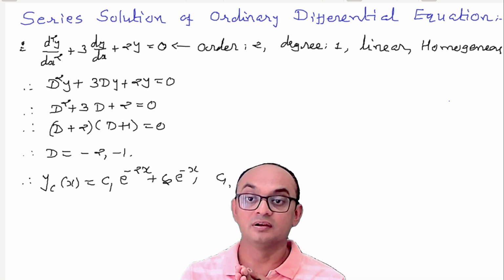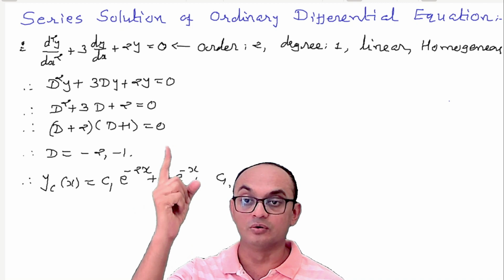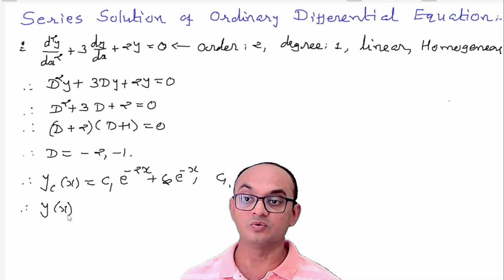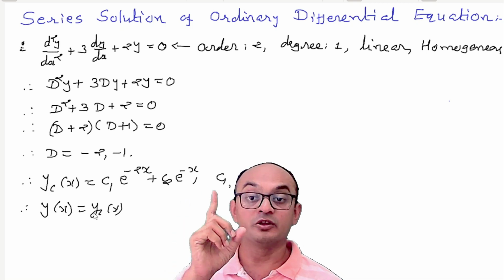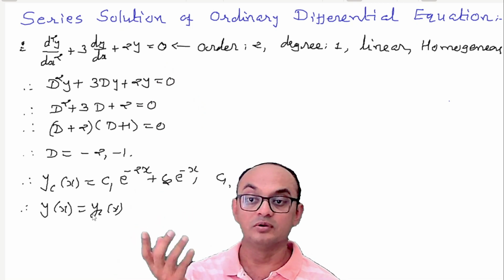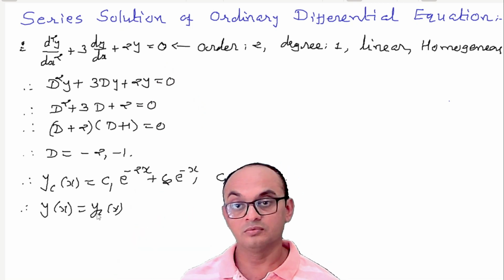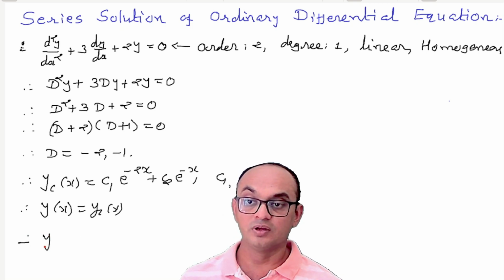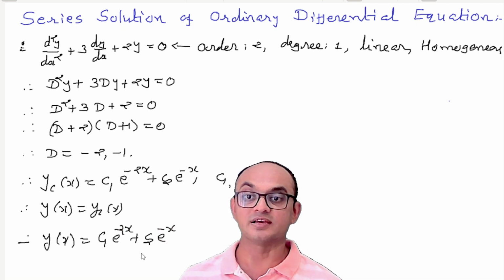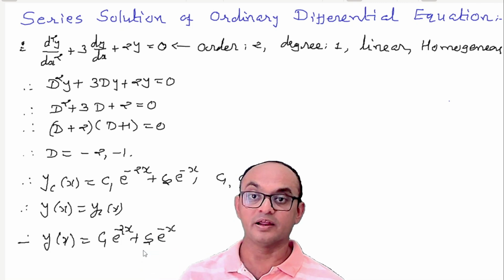Where is series here? This is the solution. The right hand side is 0. So the general solution y(x) is equal to y_c(x) plus y_p(x), where y_p(x) is the particular integral. But since the right hand side is 0, the particular integral is 0, so y_c(x) is equal to the general solution y(x). Therefore y(x) is equal to C1 e raised to minus 2x plus C2 e raised to minus x. This is the solution.